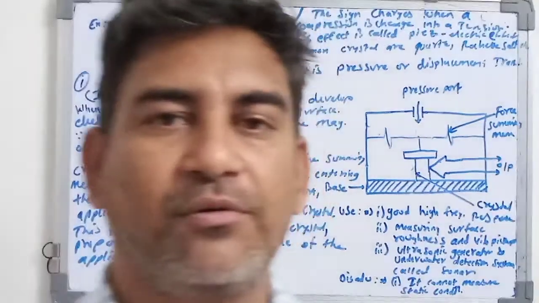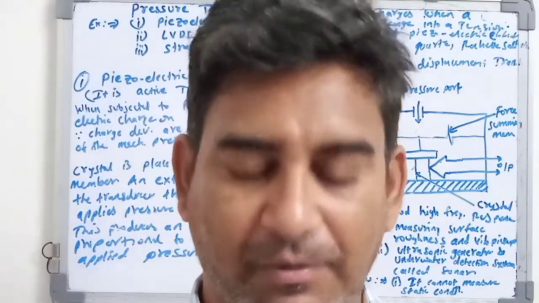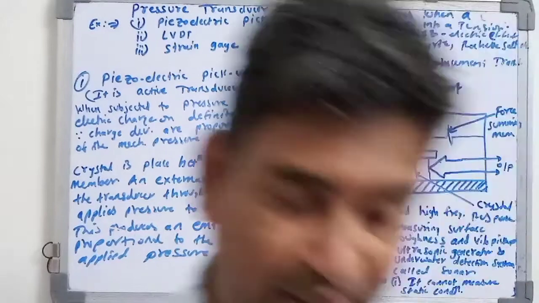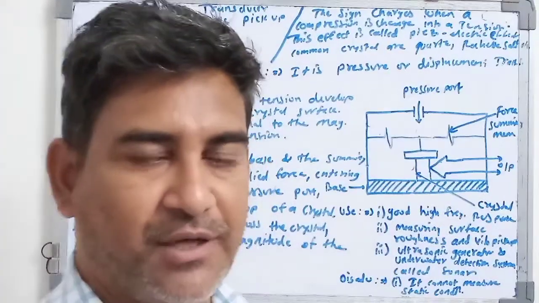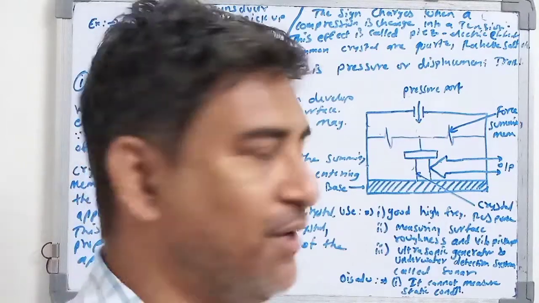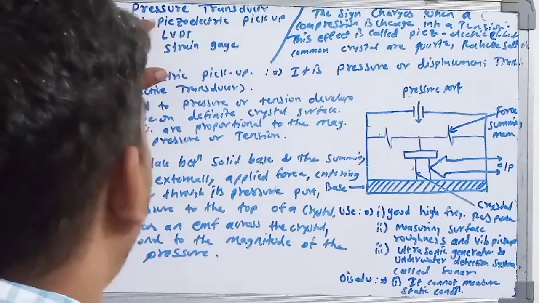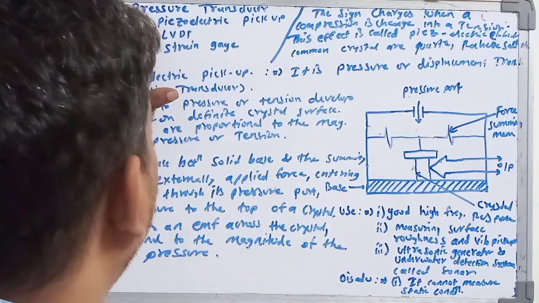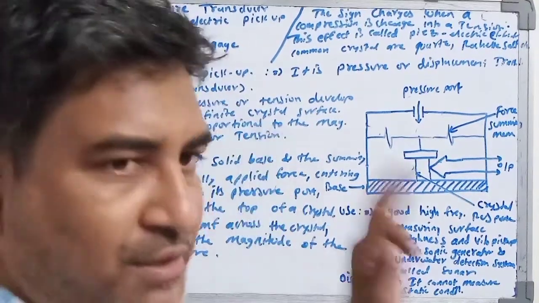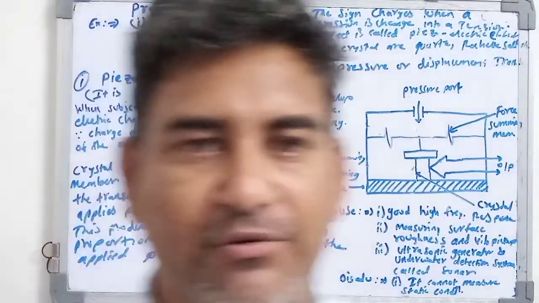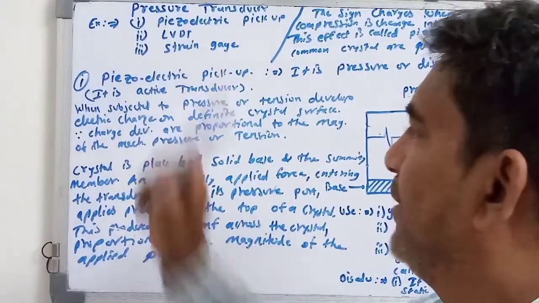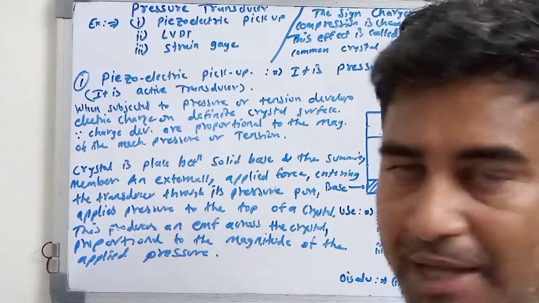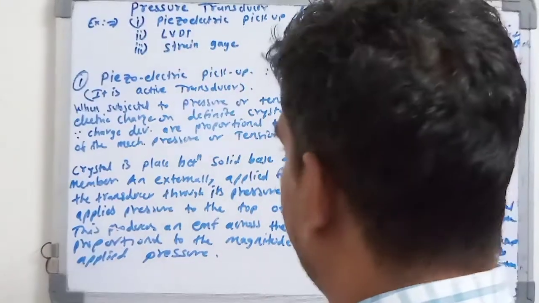Hello students, today we are going to start the topic of a transducer, that is a pressure transducer. As discussed earlier, the examples for the pressure transducer are the piezoelectric pickup, LVDT and the strain gauge. These are the three examples of the pressure transducer. Using these three examples, first we are going to start the topic, that is the piezoelectric pickup.